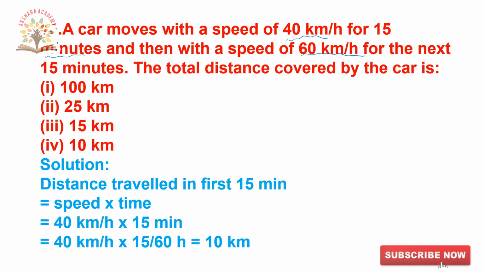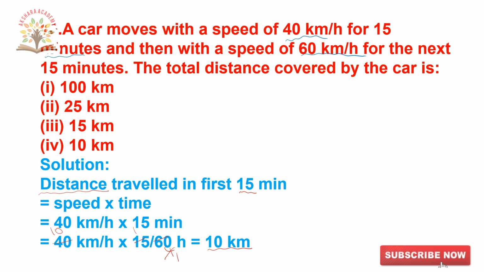Distance travelled in first 15 minutes. Distance is equal to speed into time. Speed they given as 40 and the time they given as 15. Converting into hours, 15 by 60. Now 15 ones are 15, fours are 4, ones are 4, tens are 10. So distance travelled in first 15 minutes is 10 kilometers.